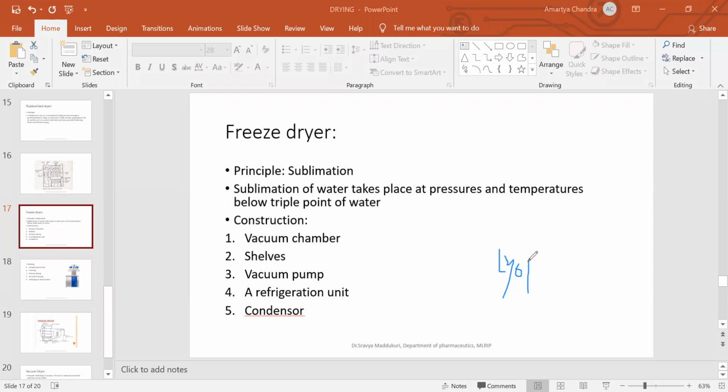Lyophilization or freeze drying, both of them mean the same. Sometimes the equipment is called a lyophilizer or freeze dryer, right? So the two terms are used interchangeably. Lyophilization is also called freeze drying.